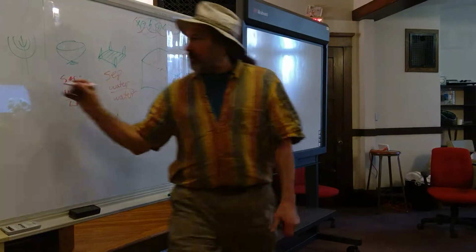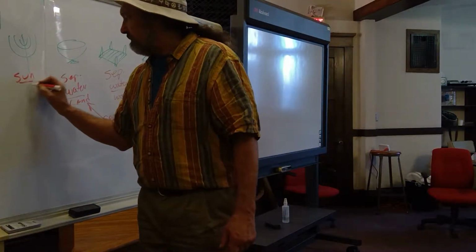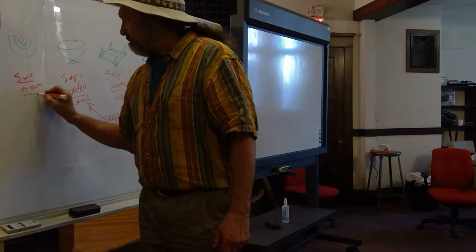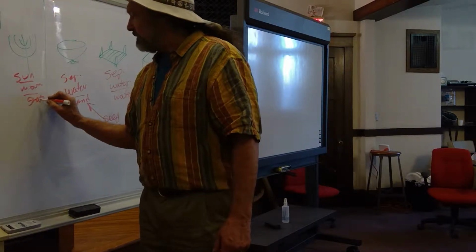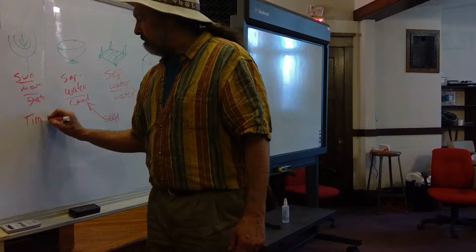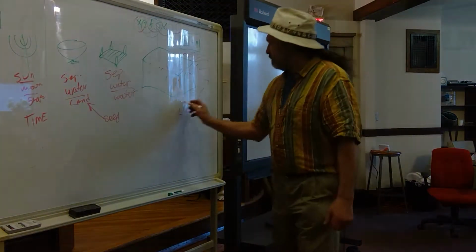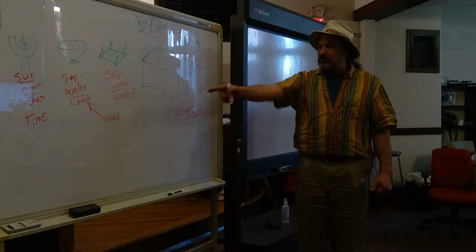And then on day 4 is sun, moon, and stars. So this is what we use to regulate time. But here he said there was light. So was there time yet?